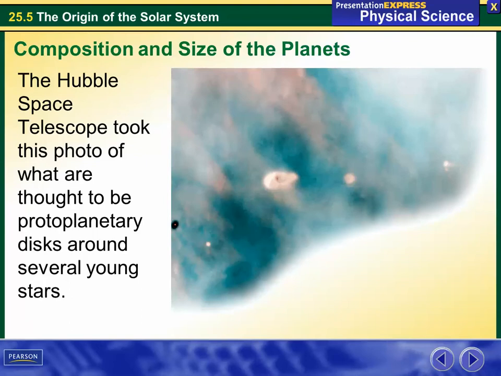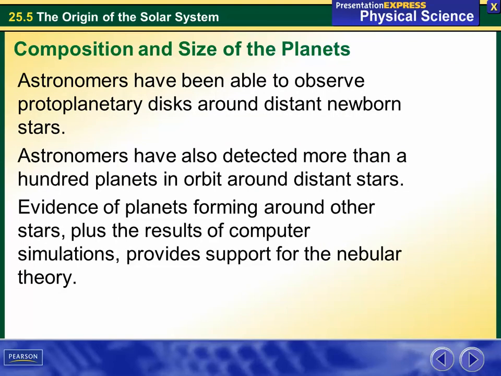Okay. Astronomers have also been able to observe protoplanetary disks around distant newborn stars. So this process that we just described, hopefully it made some sense, has been observed around distant newborn stars. So that gives more evidence that this theory is correct. They have also detected more than 100 planets in orbit around distant stars, so this is not just happening in our solar system. There are many other solar systems out there. Evidence of planets forming around other stars, plus the results of computer simulations, provide support for the nebular theory.